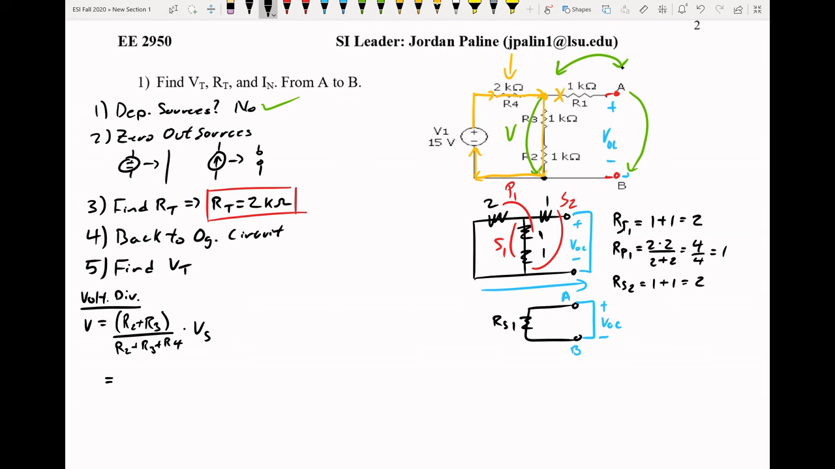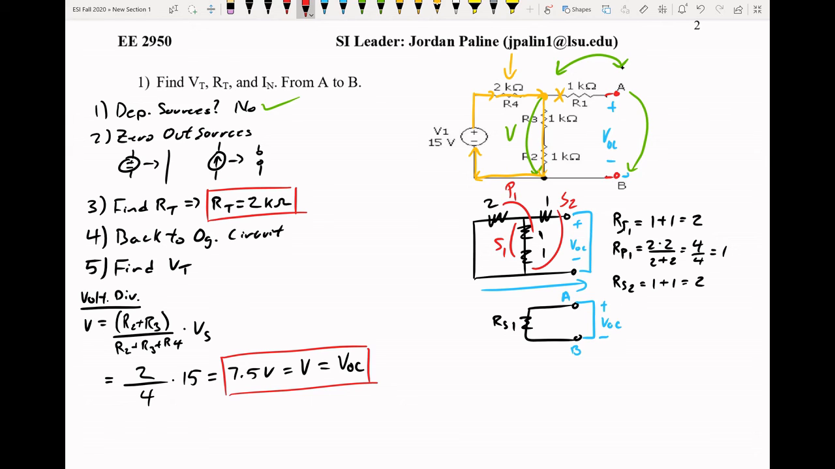And that will give us 2 plus 1 plus 1. So this will be 2 over 4 times 15, which will give us 7.5 volts, which is equal to V, which is equal to VOC, because they are in parallel with each other. Bam, bam. There's V Thevenin.